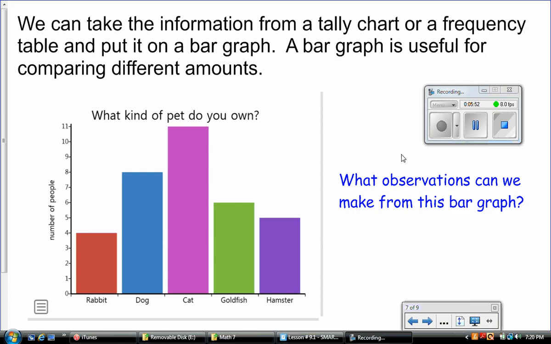So I just want you to think about this question. What observations can we make from this bar graph in terms of which animal received the most responses, which animal received the least responses? So you can pause the video if you need, and then we've got a couple of final slides.